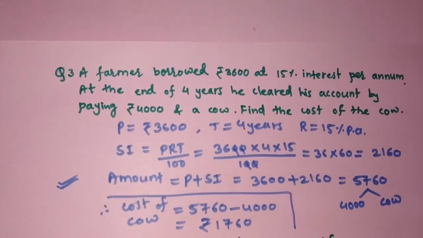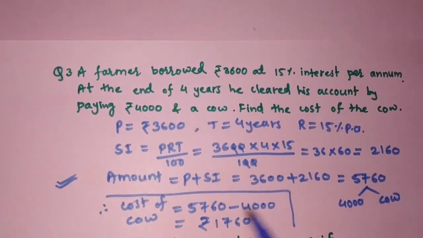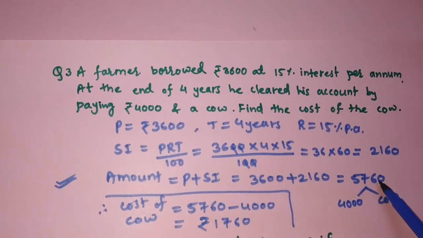That means he did not have the cash of 1,760, so he gave one cow from his farm, because he needed to pay a total of 5,760 and he paid just 4,000 in hand and gave one cow. So if we find the difference, we get 1,760, which is the cost of this cow.